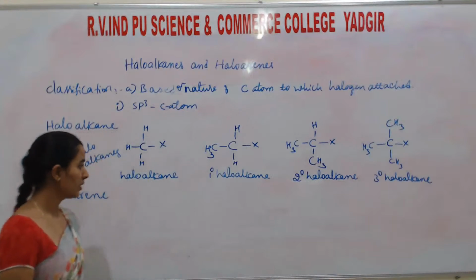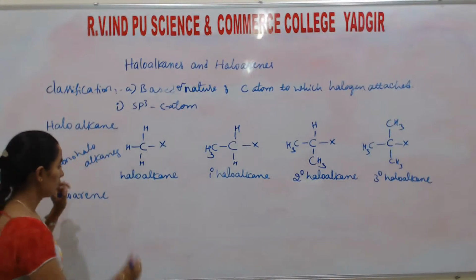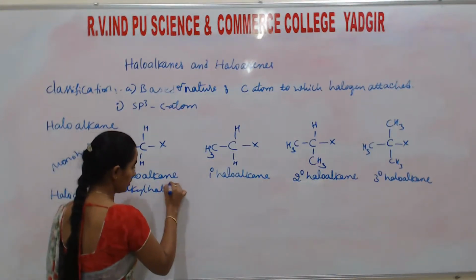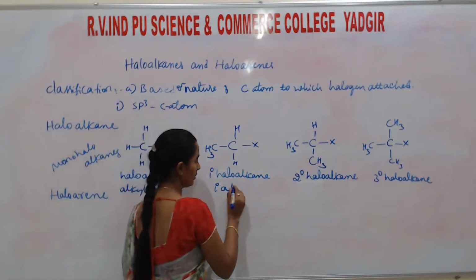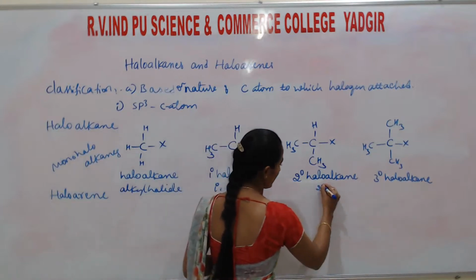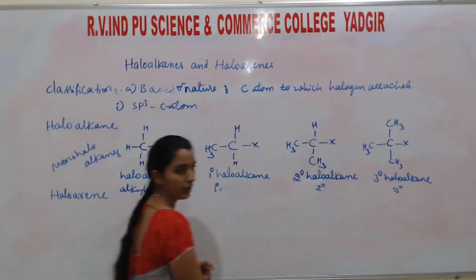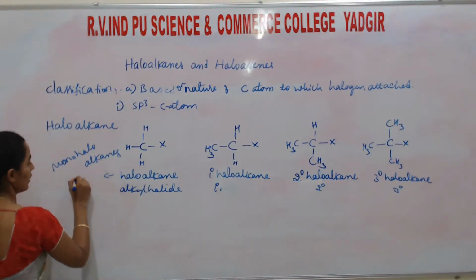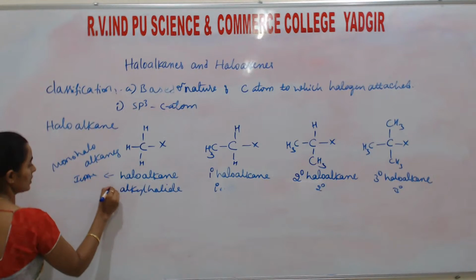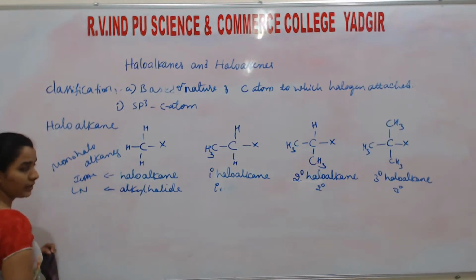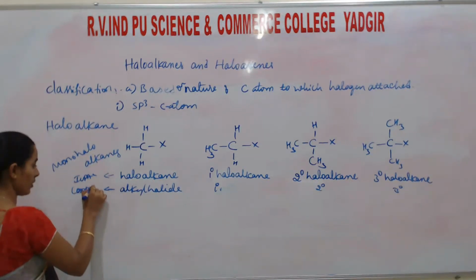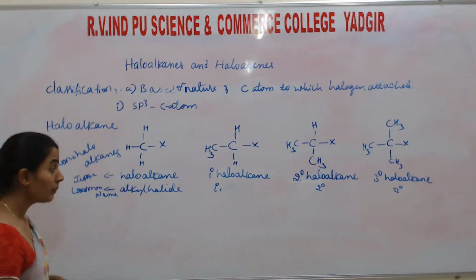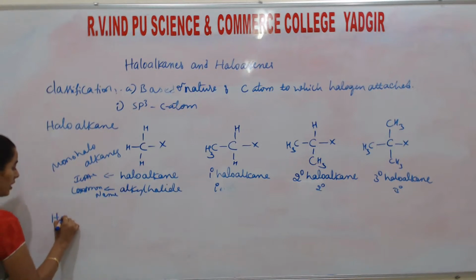Understand? So from that you can easily say, you may write alkyl halide also. This is a primary alkyl halide, this is a secondary alkyl halide, this is a tertiary alkyl halide. That is the common name and this one is the IUPAC name. I'll explain while explaining nomenclature. So what happens in the case of haloarenes?